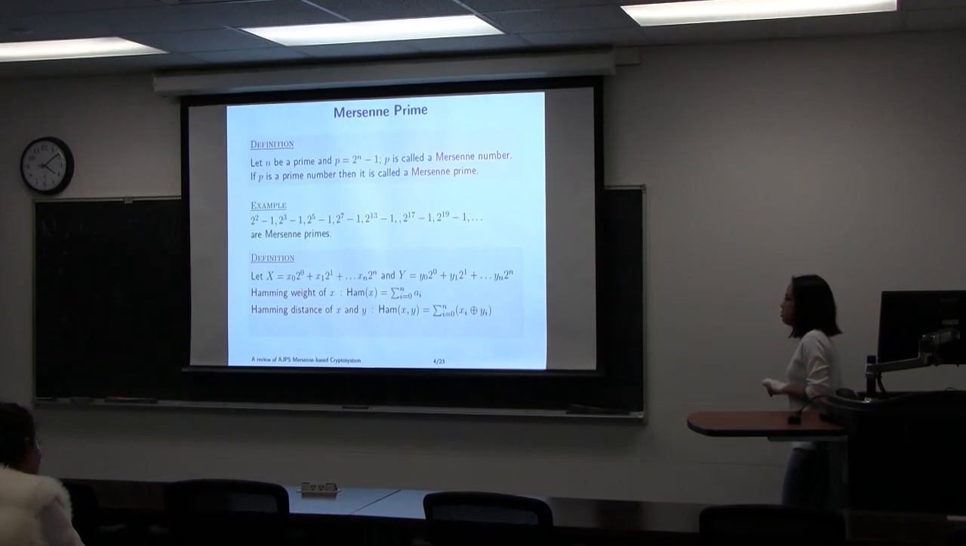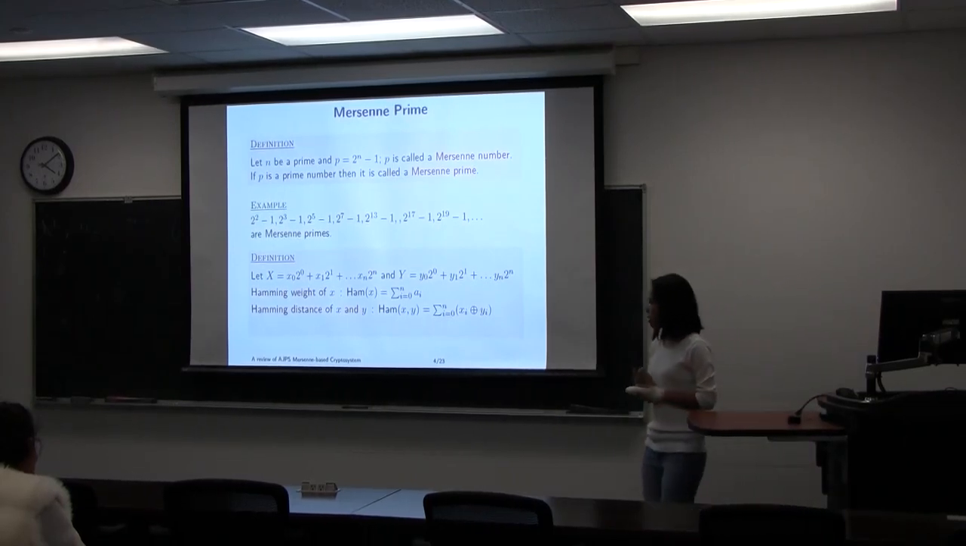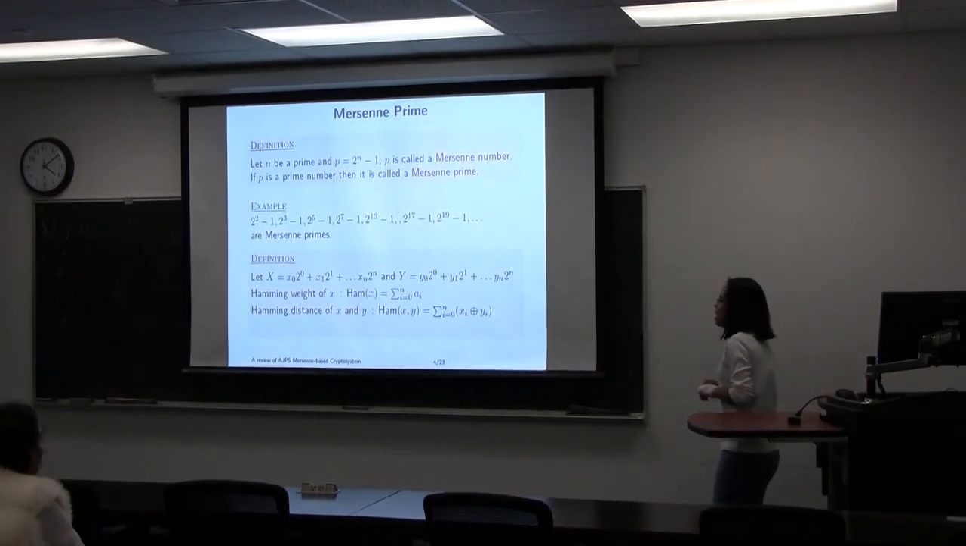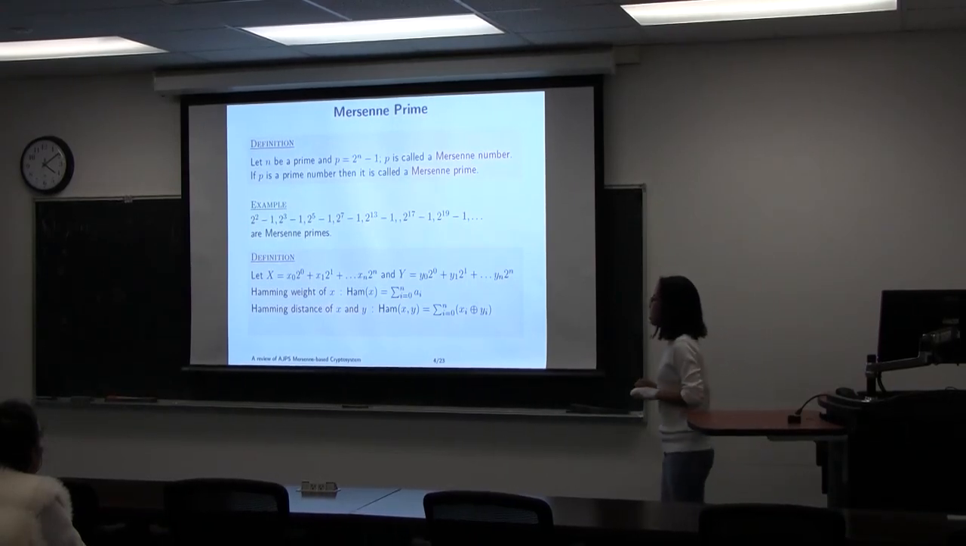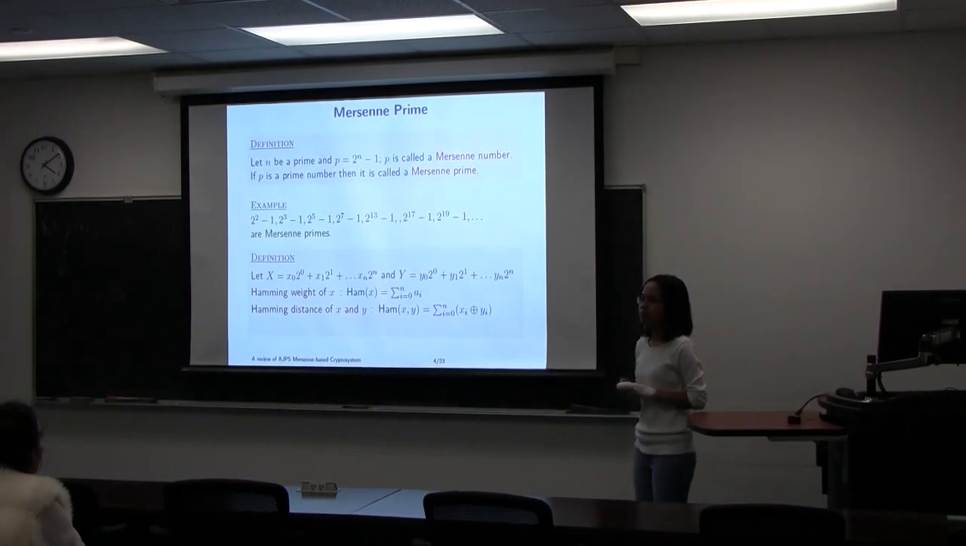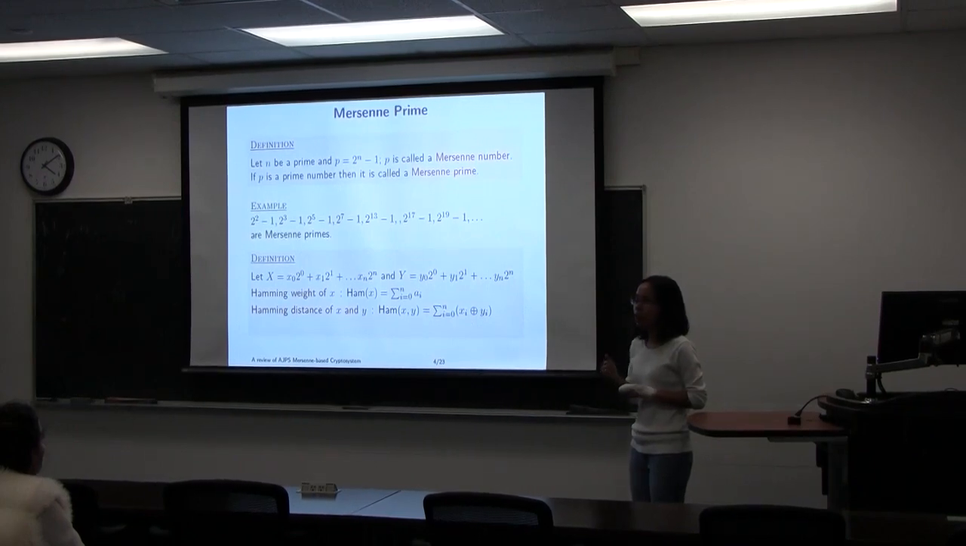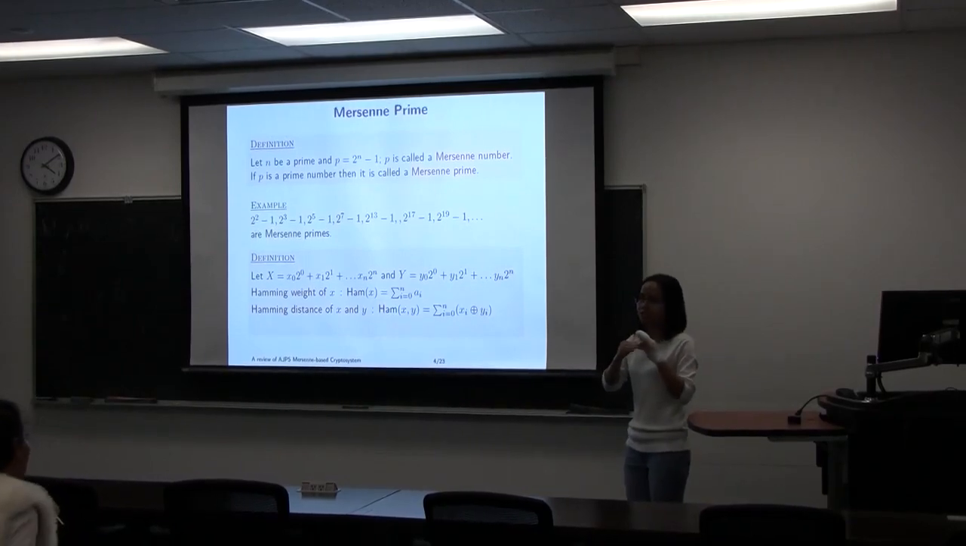First, let's fix some definitions about the Hamming weight of a number. Suppose that we have some number x, and we write x in its binary representation. Then the Hamming weight of x is equal to the number of ones in this binary representation, and we compute the Hamming distance as the number of different positions in the binary representations.